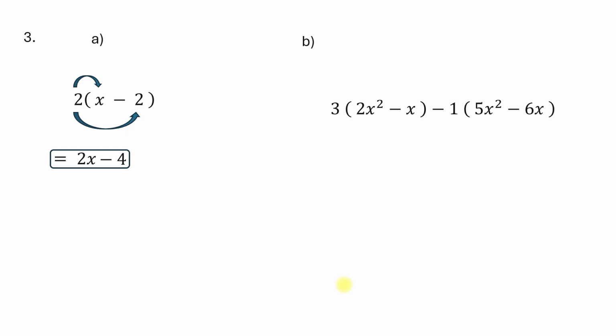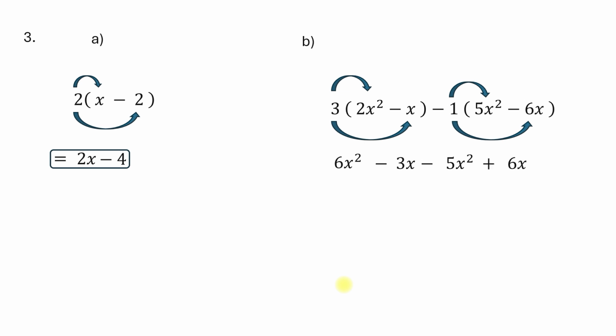Question B, once again, we'll expand. 3 times 2x squared is 6x squared. 3 times negative x is negative 3x. Negative 1 times 5x squared is negative 5x squared. And negative 1 times negative 6x is plus 6x. Put our like terms together for a final answer of x squared plus 3x.